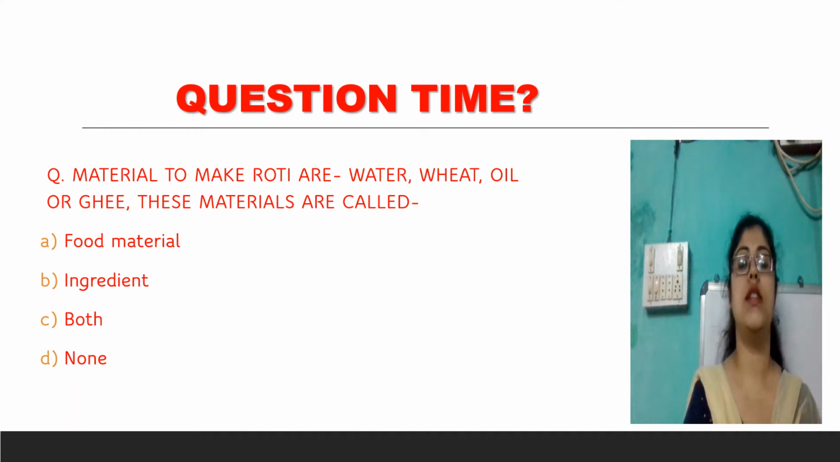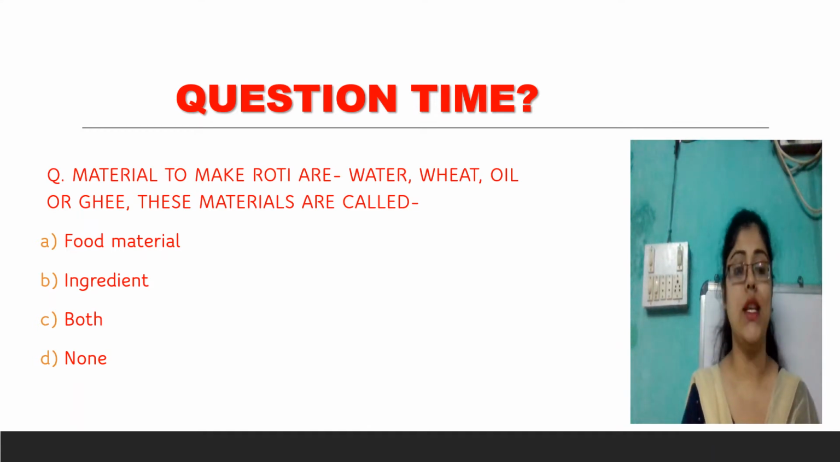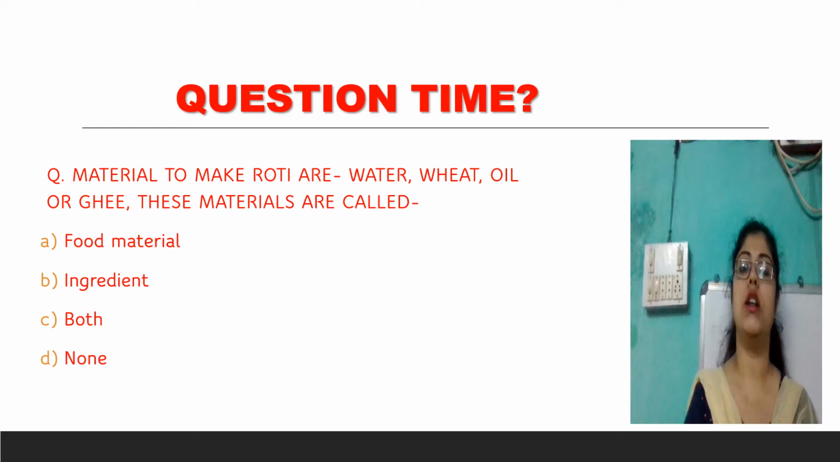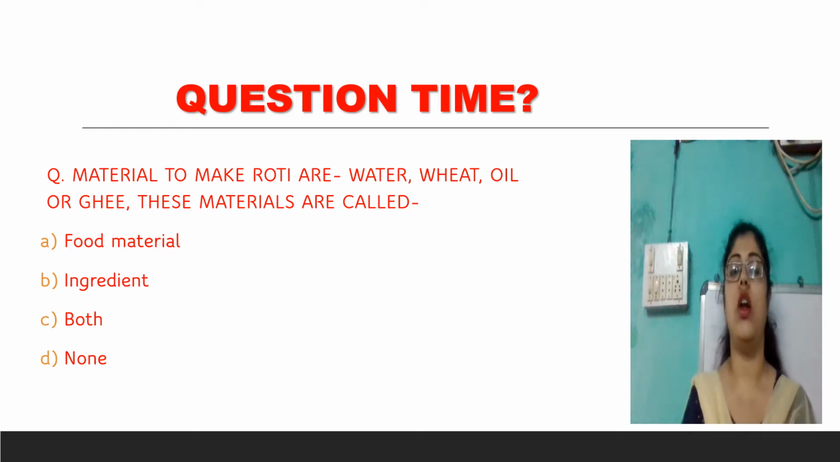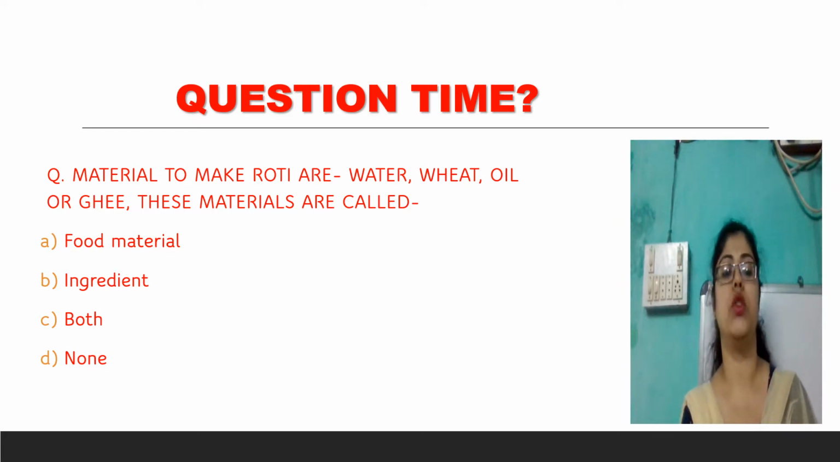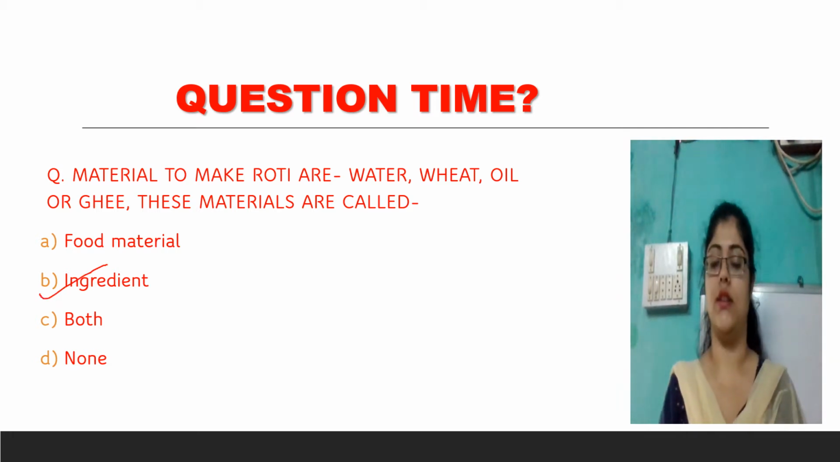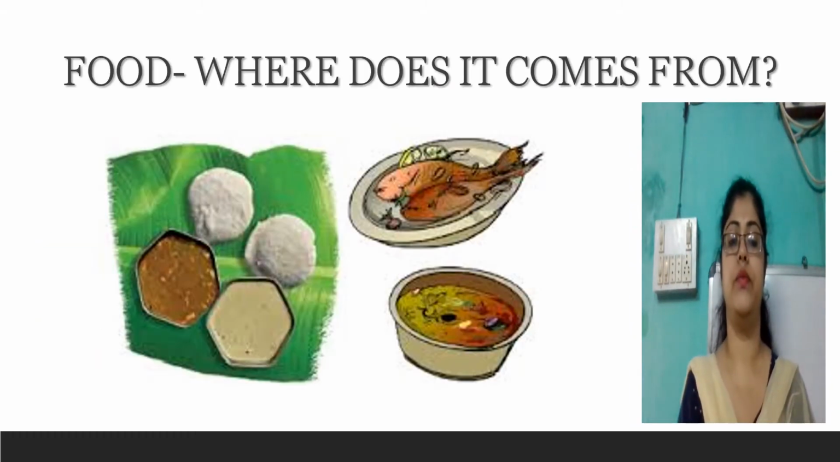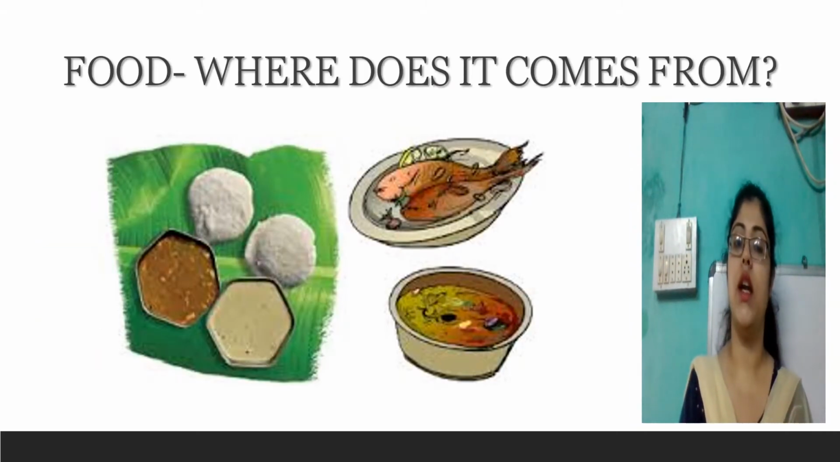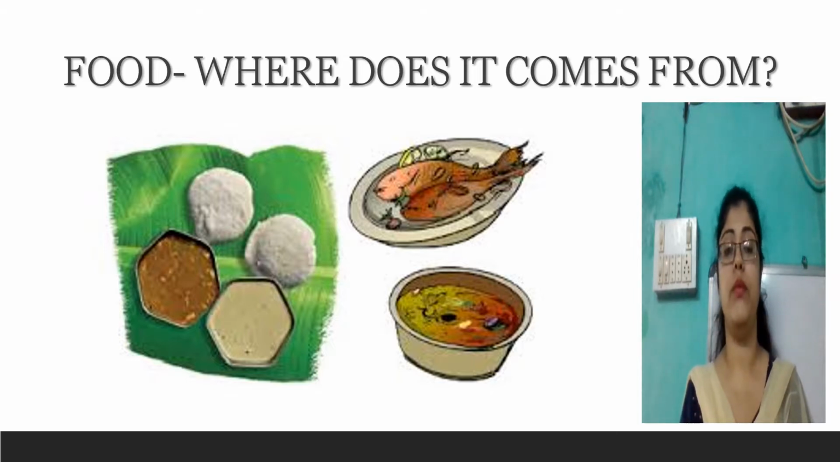So here is question time and you have to answer the given question. The question says: materials to make roti are water, wheat, oil or ghee. These materials are called food material, ingredient, both or none. We have done this question, so I hope this is very simple for you to answer. Yes class, very good. So the right answer is ingredients. Now let's move forward. Today we are continuing our chapter, food: where does it come from?